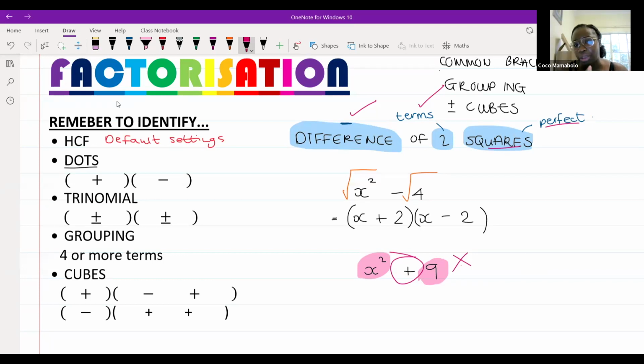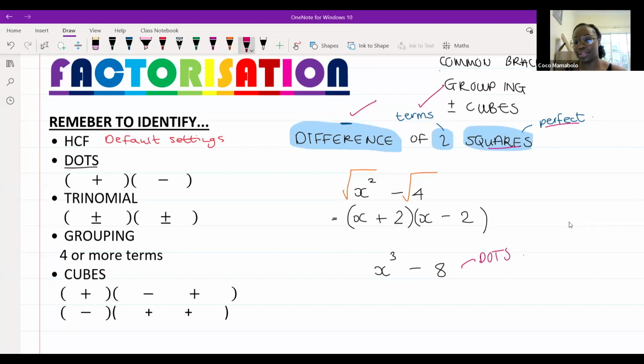Are you guys understanding what I'm saying? If there is not a minus in between my two terms, I cannot factorize. Okay, I'm going to ask this question again. What if I have x cubed minus 8? Can I factorize? Yes, I can factorize, but can I factorize using DOTS? Can I use DOTS here?